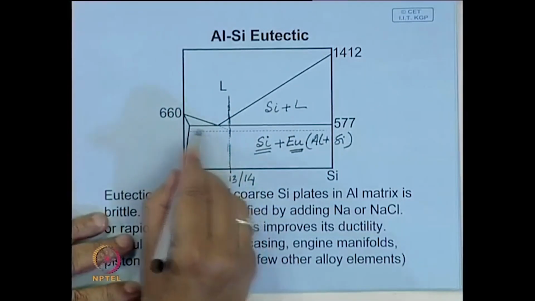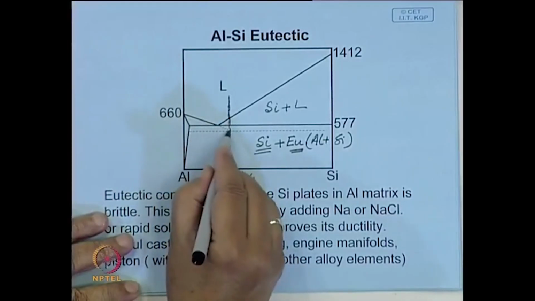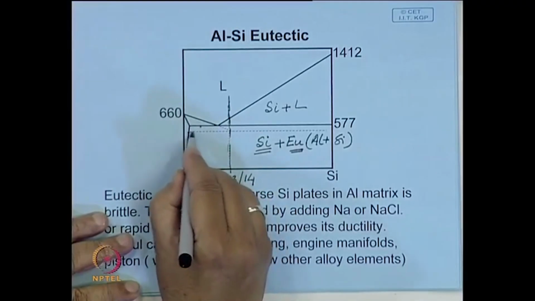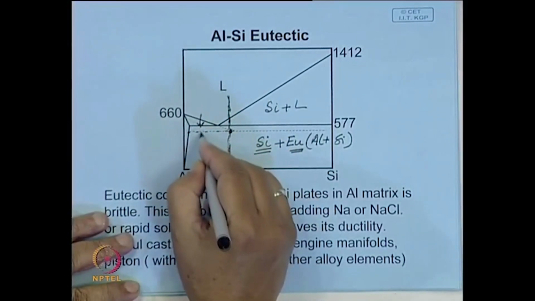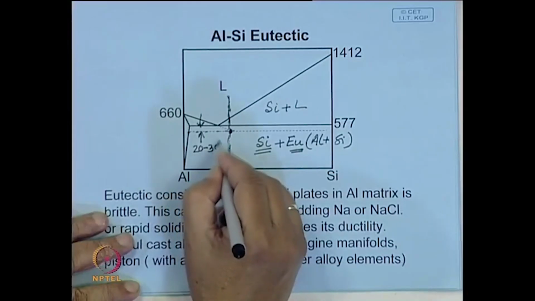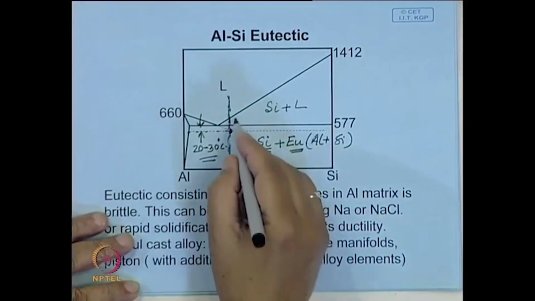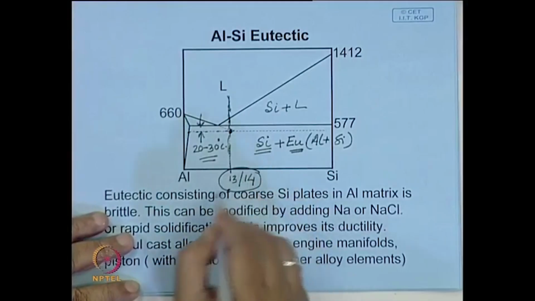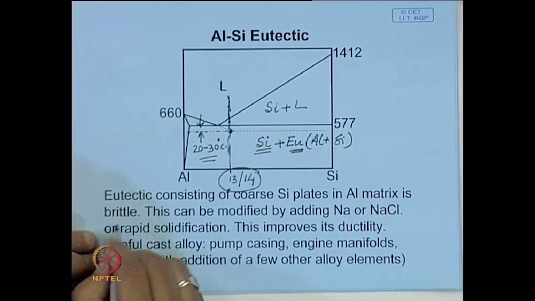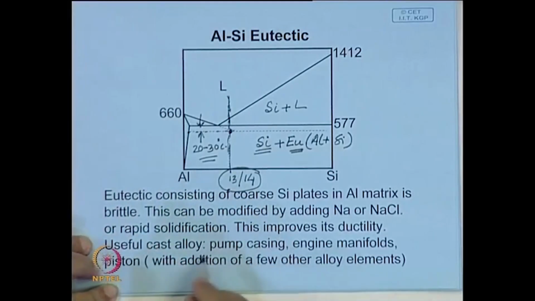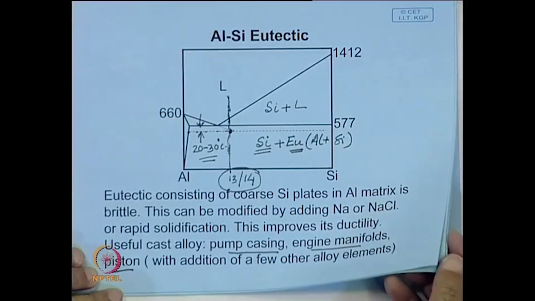Now, if you add sodium, then what happens? The eutectic composition shifts to the right, and the temperature also comes down. So, its fluidity increases and it is easier to cast. This drop may be about 20 to 30 degree centigrade. It can have more silicon in the eutectic, and the silicon in the eutectic is relatively fine. Therefore, its properties will be improved, strength will be improved, ductility will not be hampered, and it is a very useful cast alloy. Some of the components which are made of aluminum silicon are listed here, and sometimes a few other alloying elements are also added to improve its properties.